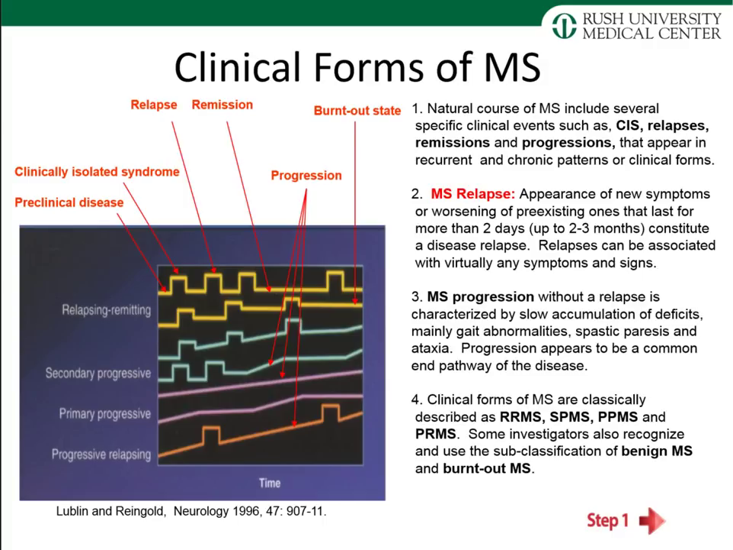The multiple sclerosis relapse is important to understand as this is frequently tested, and it is defined as the appearance of new symptoms or worsening of pre-existing symptoms that last for more than 2 days and can last for up to 2 to 3 months. This is what's called an MS relapse. A relapse can be associated with virtually any neurological symptom or sign that is found in the central nervous system. Multiple sclerosis progression without a relapse is characterized by the slow accumulation of deficits, mainly gait abnormalities, spastic paresis, and ataxia. And this appears to be a common end pathway of the disease.